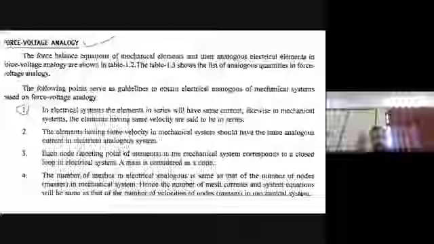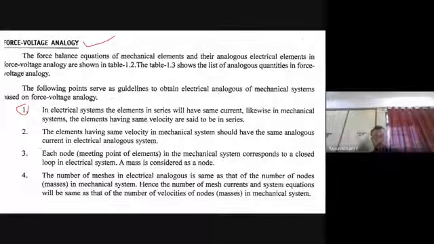In the electrical system, you have to consider the closed loop. And the last one, the number of meshes in the electrical analog is the same as the number of nodes in the mechanical system. So that is the fourth point, very important. Mechanical system nodes, electrical system meshes. So this should be an equivalent number. Hence, the number of mesh currents and the system equations will be the same as the number of velocities of nodes in the mechanical system. So I hope you remember these points.